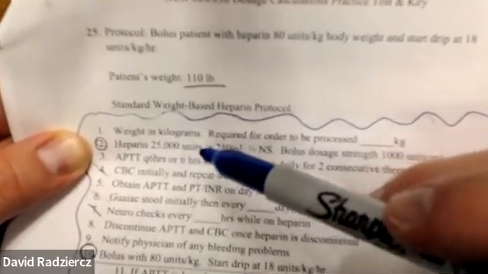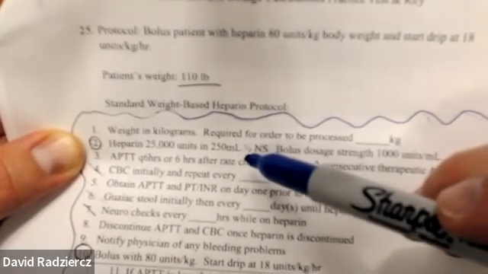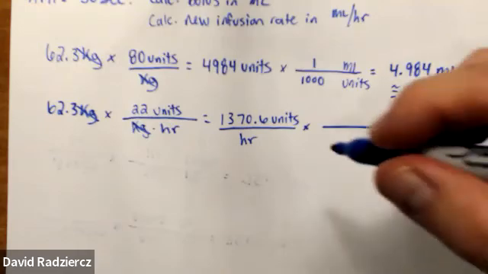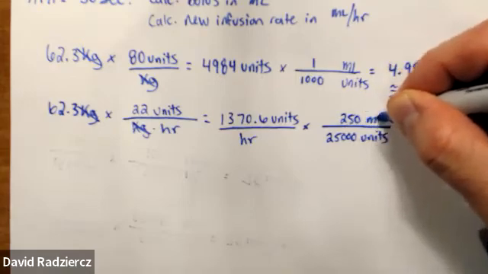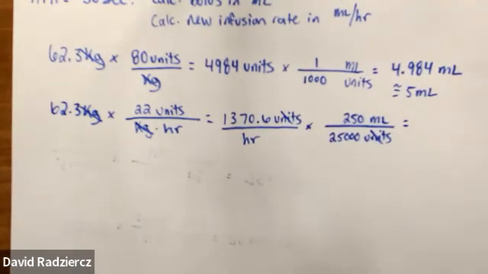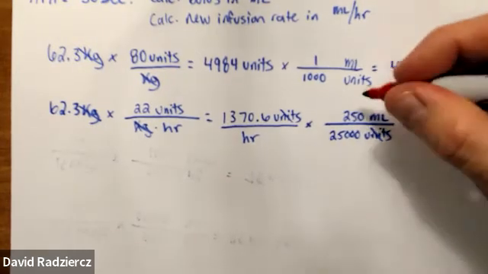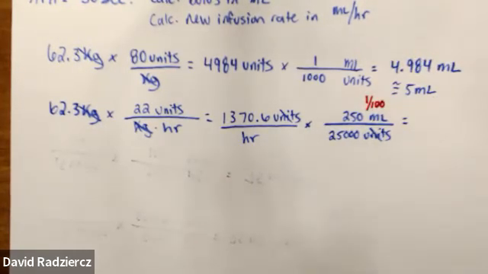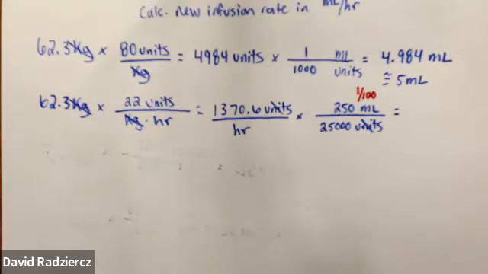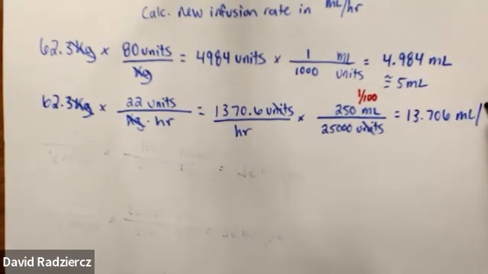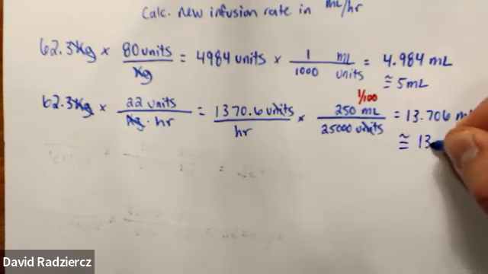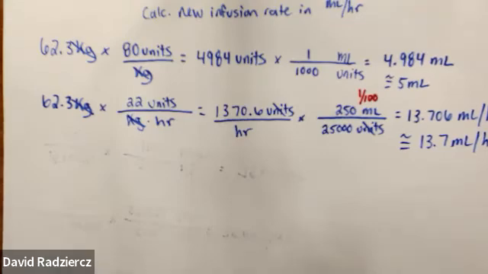What I'm looking at though is that 25,000 units in 250 milliliters. That I do want to know about. Okay. So 25,000 units, 250 milliliters. And just as a reminder, if you don't recall, this is the same thing as 1/100. It's always the same, at least for the heparin protocol, it's always the same. So I'm going to take that 1370.6 divided by 100, and I'm going to get 13.706 milliliters per hour. And you can just round that or simplify that to 13.7 milliliters per hour.